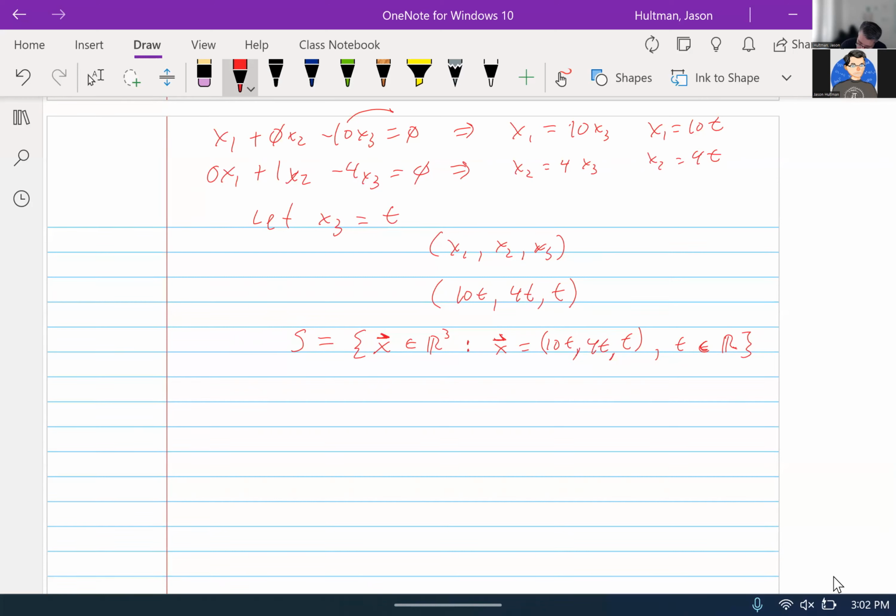So let's check addition. X is equal to 10R, 4R, and R. Let X equal that. Let Y equal 10S, 4S, and S. I'm just saying X we're going to let have the variable R, and Y we're going to let have the variable S.